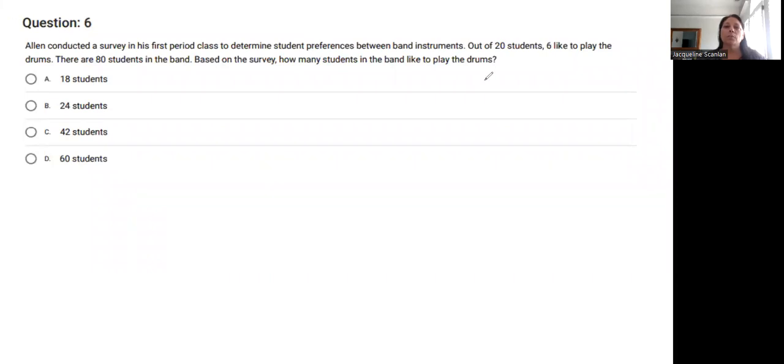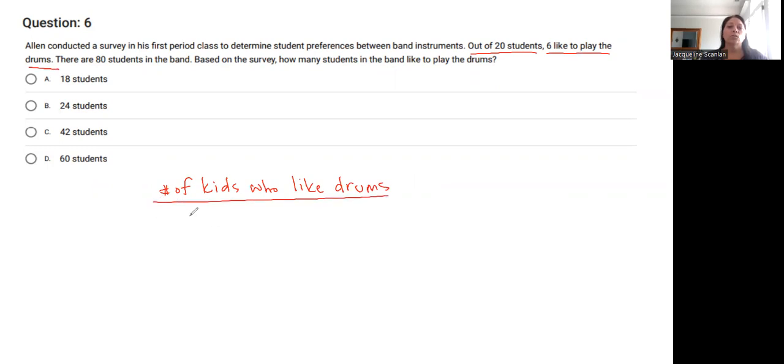So the first thing that I'm going to do is identify the first piece of numerical information that they give me, which is that out of 20 students, 6 like to play the drums. I could write that as a fraction, right? I'm going to compare the number of kids who like the drums to the total number asked. So in this particular fraction, it would be 6 like to play the drums out of the 20 kids asked.